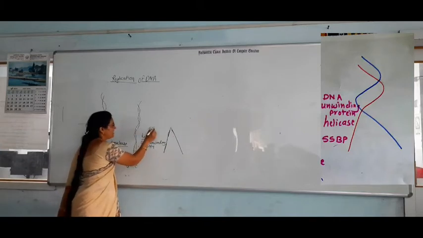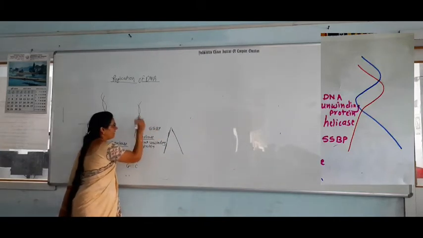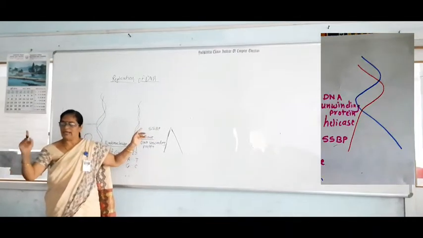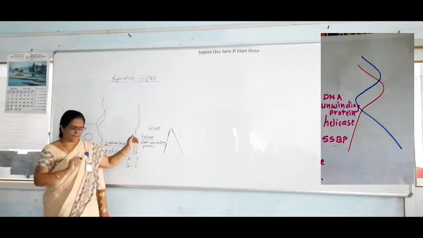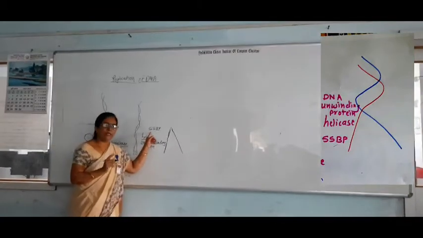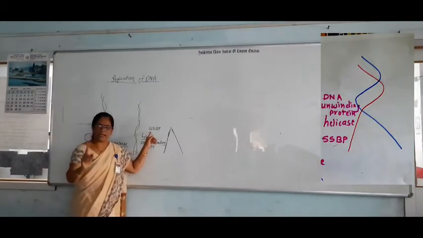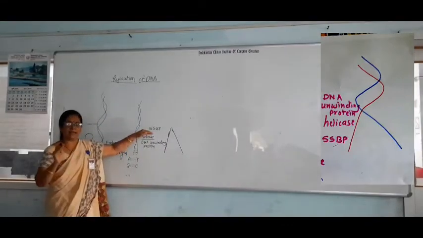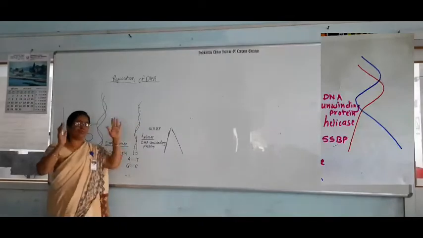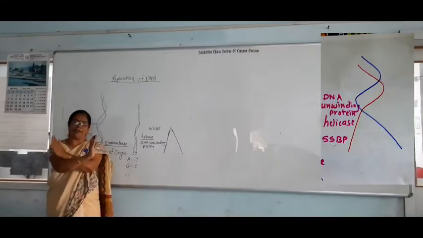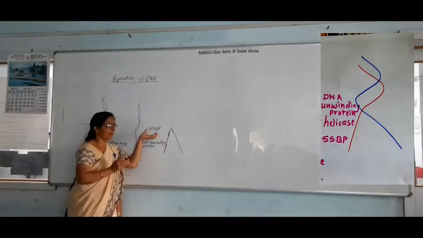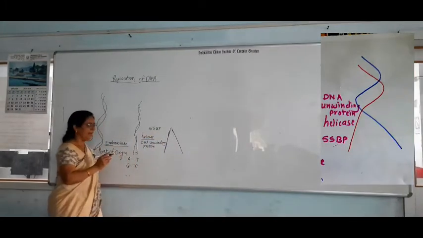This enzyme is called SSBP. What is the long form of SSBP? Single stranded DNA binding protein. So due to that SSBP, the single stranded DNA binding protein, these two strands remain separate.